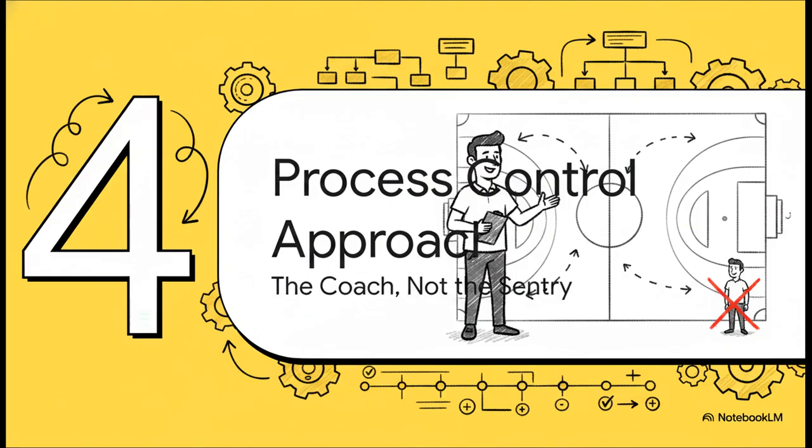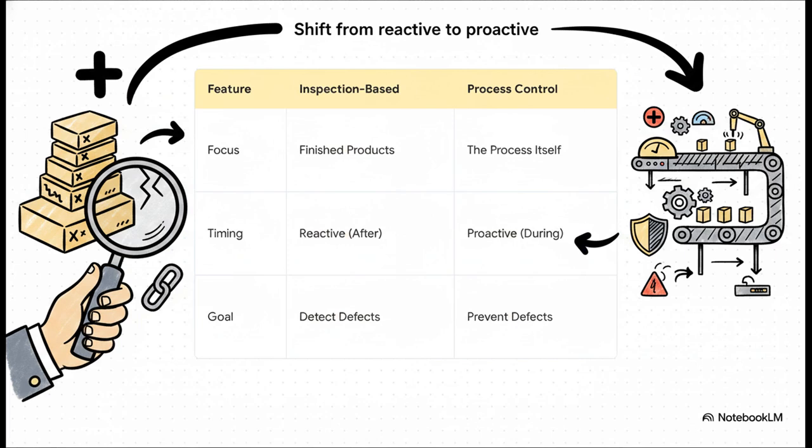Instead of a sentry at the end of the line, I want you to imagine a coach who's watching the game while it's being played, making little adjustments in real time to make sure the team wins. And this lays out the difference perfectly. Inspection focuses on the finished products, and it happens after production. The goal? To detect defects. Process control flips that whole script. It focuses on the process itself, it happens during production, and the goal is to prevent defects from ever being made. It's a total shift from being reactive to being proactive.